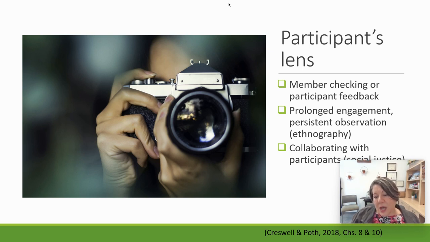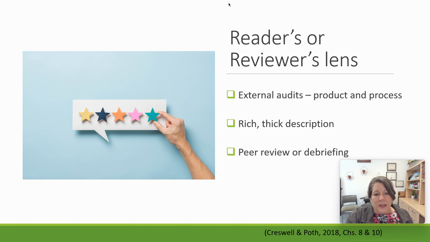And probably the most common of that would be member checking, in some way going back to the participants to say, does this ring true with you? Researcher's lens, participant's lens, reader's lens, or the reviewer's lens. So just like a Google 5-star review, we are looking at how do we get the reader's perspective.